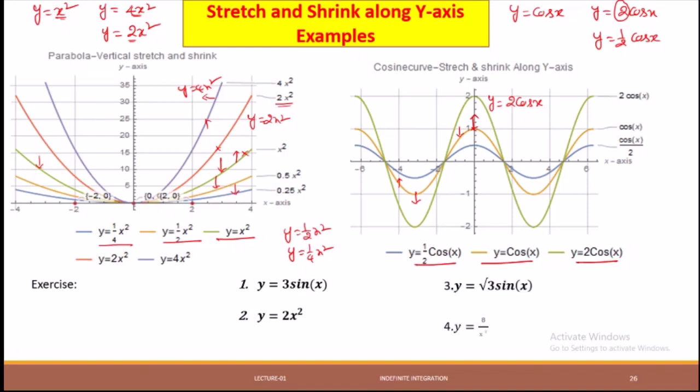Okay, here are some exercise problems. You try out on your own. y is equal to 3 into sin x, y is equal to 2 into x square, y is equal to root 3 into sin x, and y is equal to 8 into x square. Try out these exercise problems on your own and check out your answers with some graphing calculators. Hope you have understood this transformation.